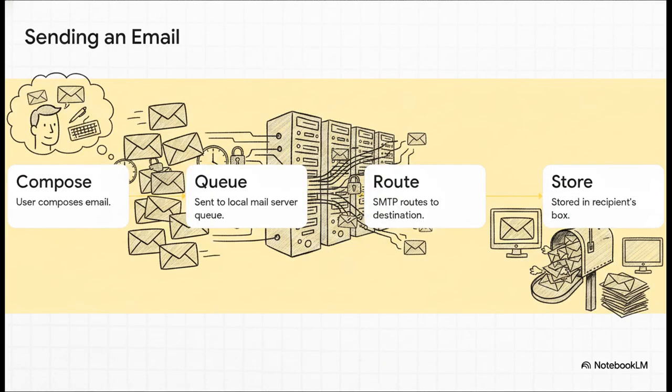So the full playbook looks like this. First, you compose your message. Second, it goes to your local mail server and sits in a queue. Third, the SMTP software spots it, opens a dedicated TCP connection, and securely routes it to the destination server. And finally, it's dropped into the recipient's mailbox, just waiting for pickup.